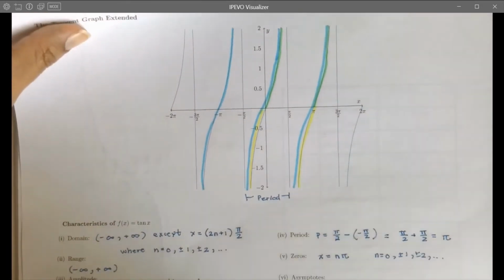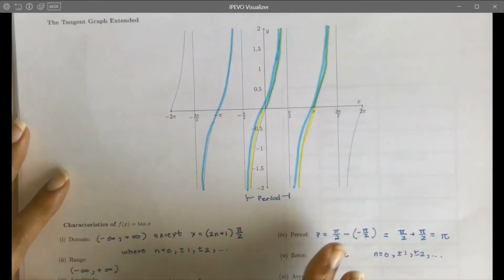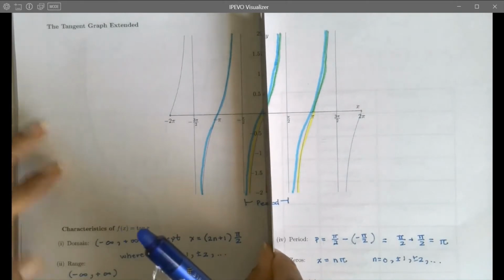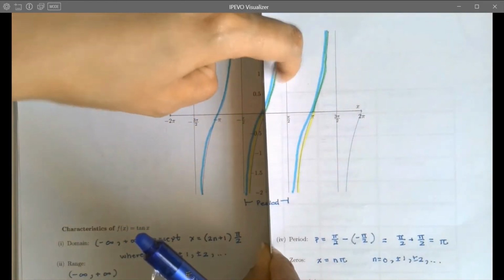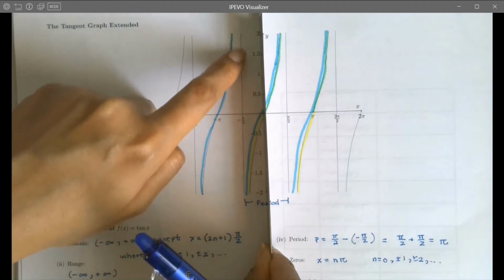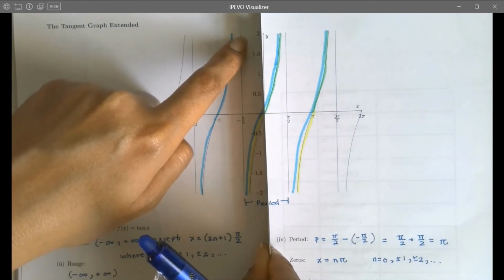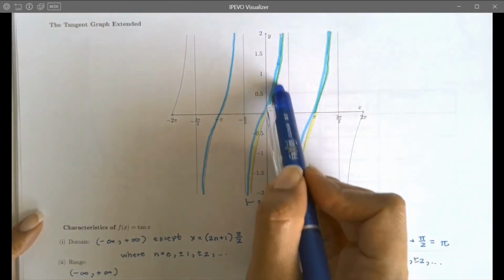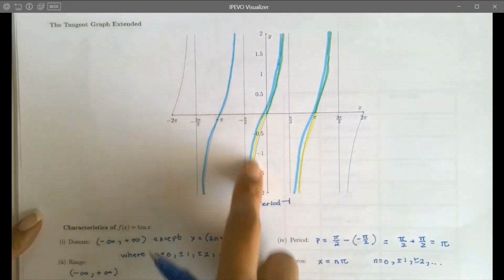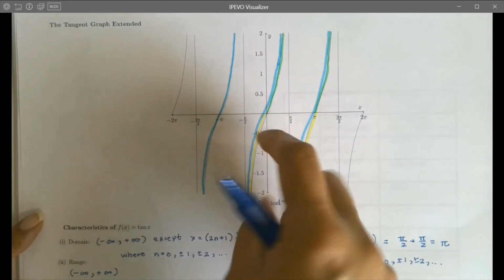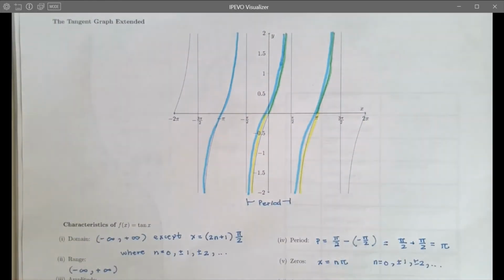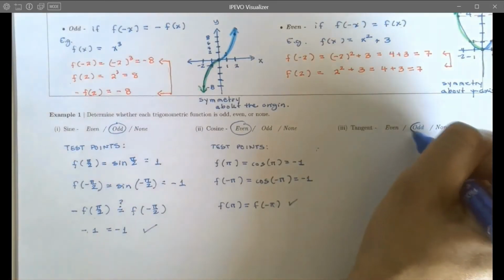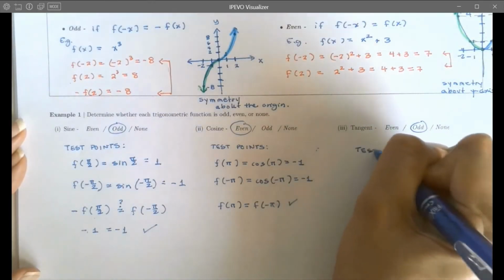Okay, here's the graph. And if we focus on reflection about the y-axis, we use the y-axis as a mirror. This part on the right-hand side does not reflect over on the left-hand side. Otherwise, it would look like a parabola. But if I take this top portion of the graph and reflect it about the origin, I would see that it would lie directly above this portion of the graph. So from the graph, we can pretty much see that it's going to be odd. But again, we can just test some points.